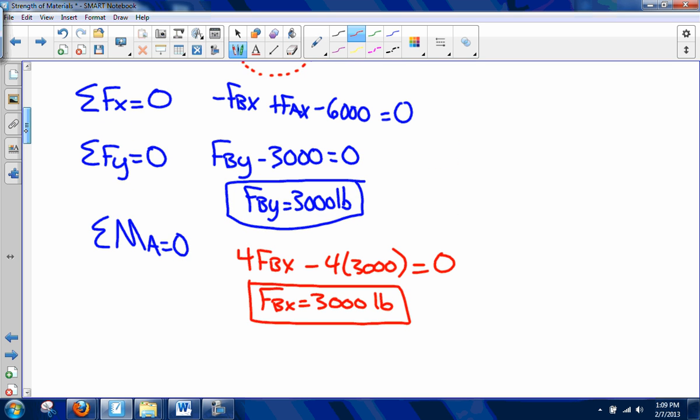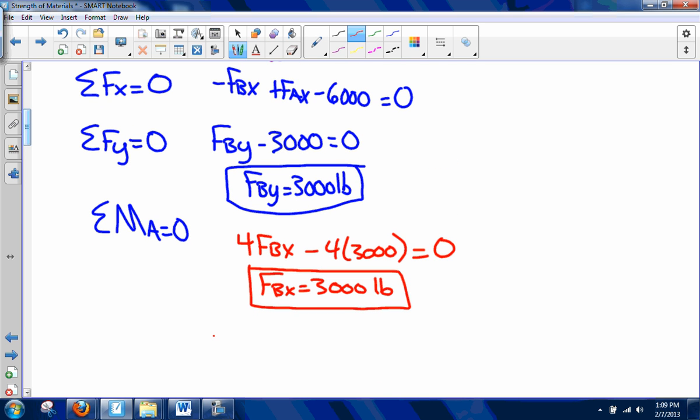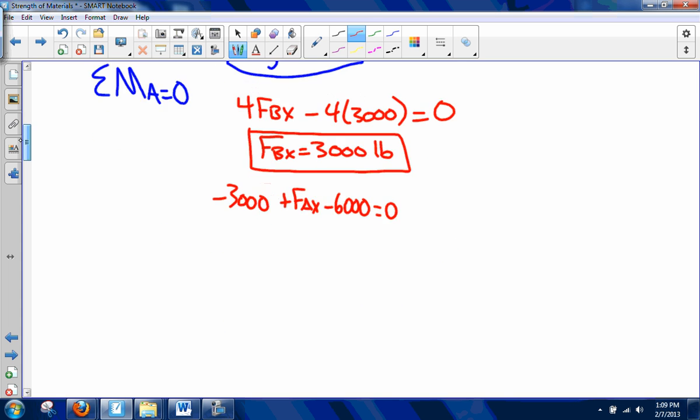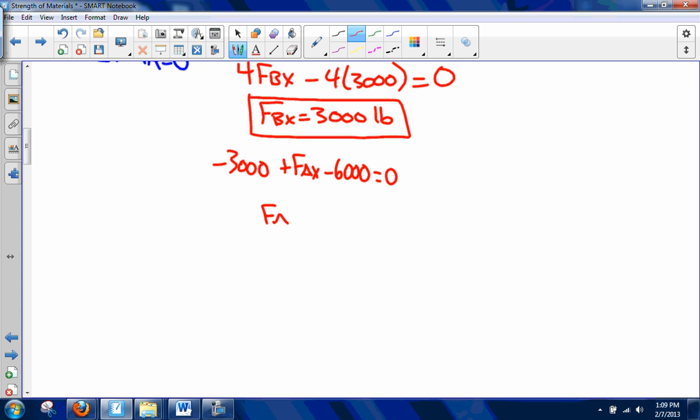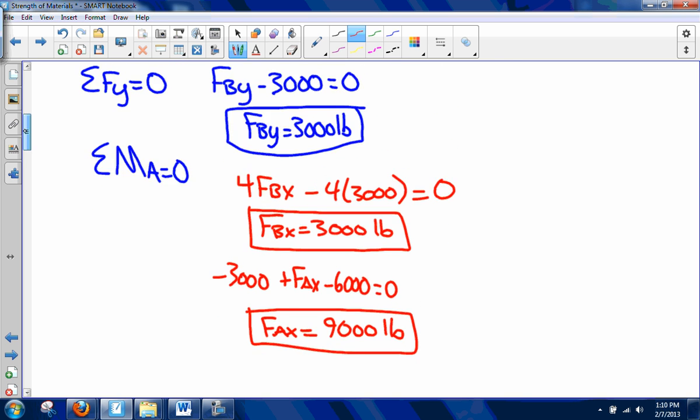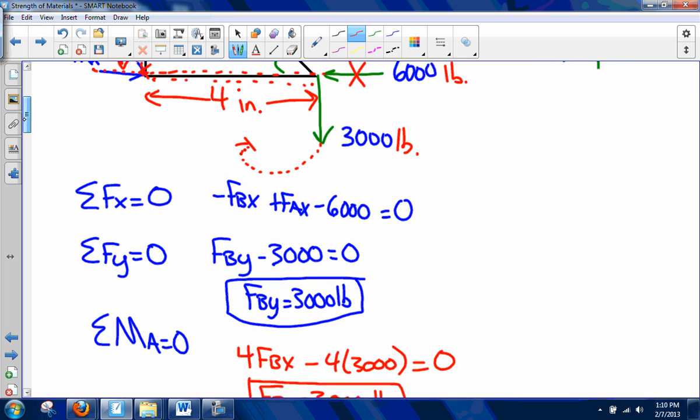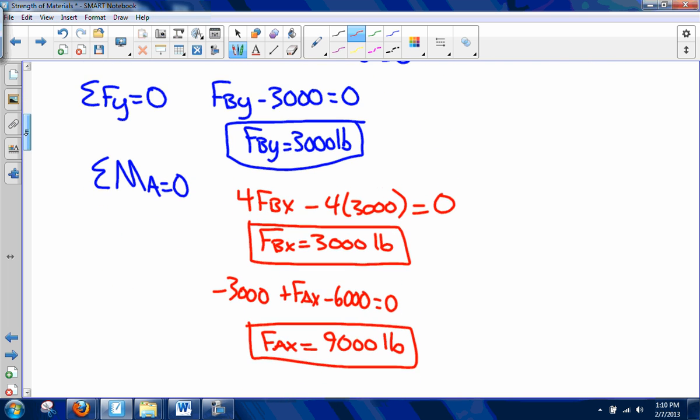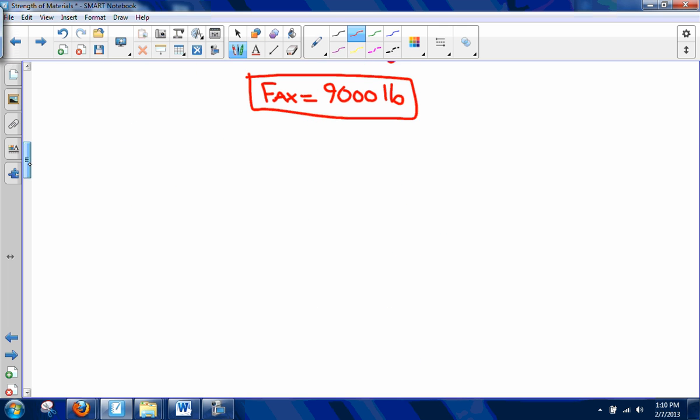I'm going to plug that back into my sum of the forces in the x equation. I'll get negative 3,000 plus FAX minus 6,000 equals 0. So that means I'll get FAX is equal to 9,000 pounds. All right. So I've got my external forces. Now I can solve for my internal forces. So I'm going to start at joint A.